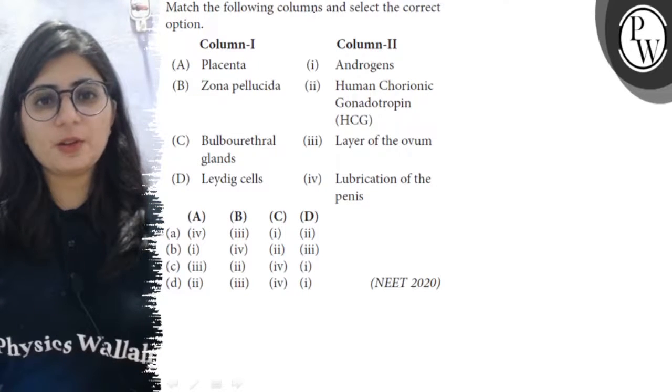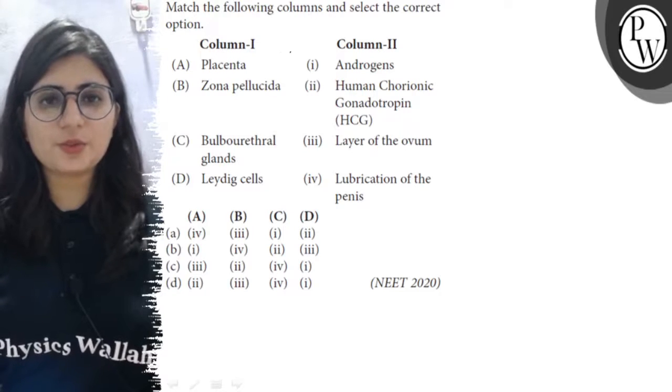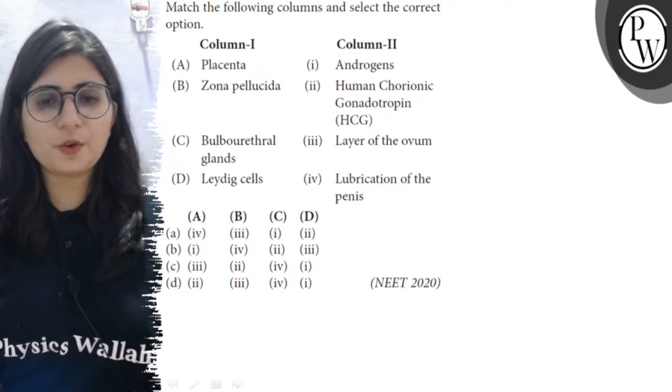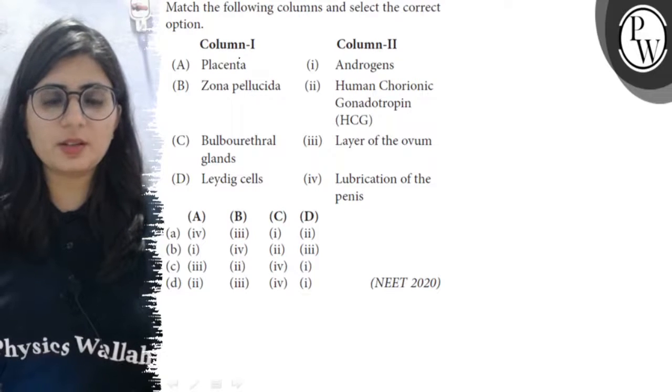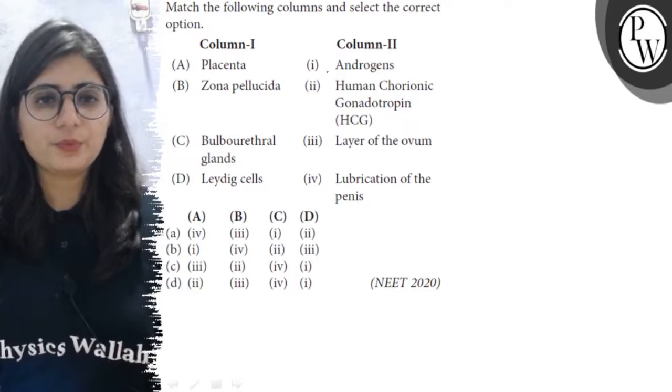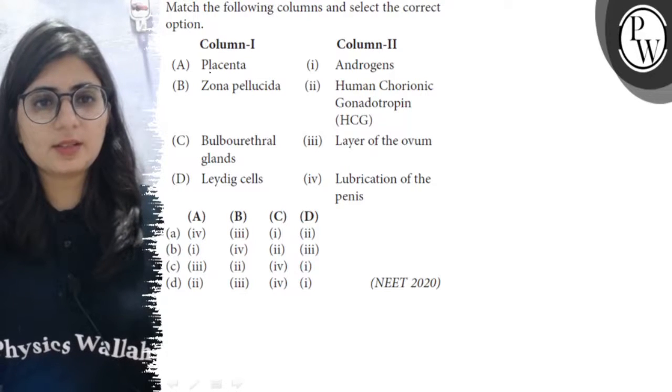Match the following columns and select the correct option. So there are two columns, 1 and 2, and in each column there are 4 options. So we have to match the column 1 with column 2. Okay, now the first option here is the placenta.